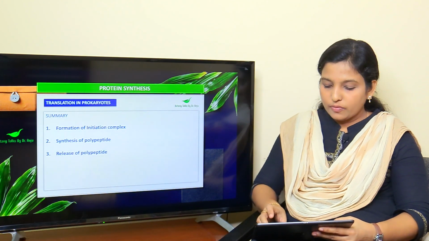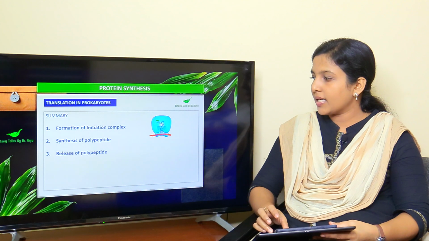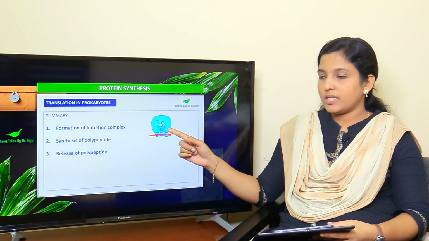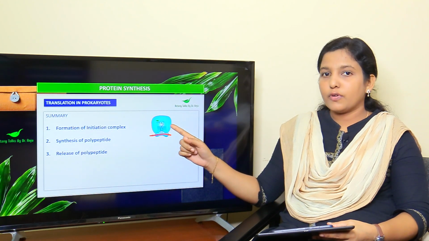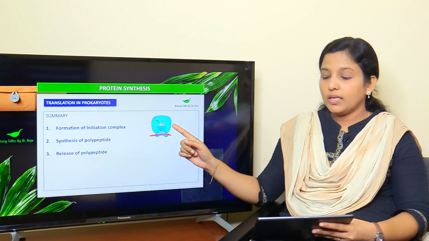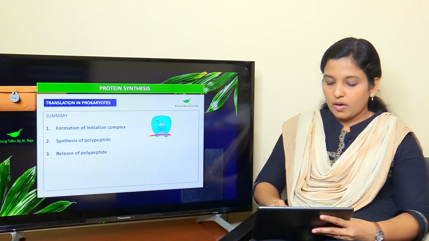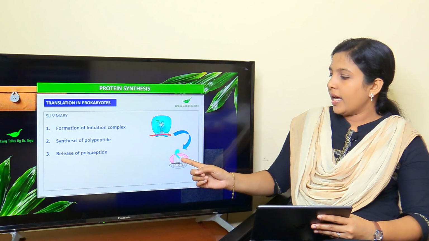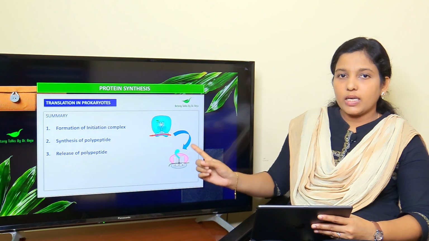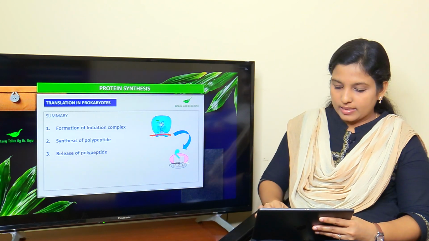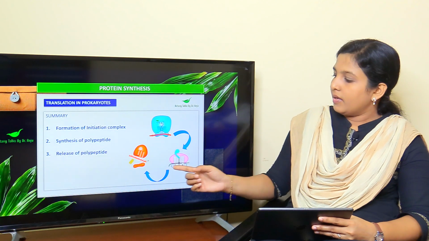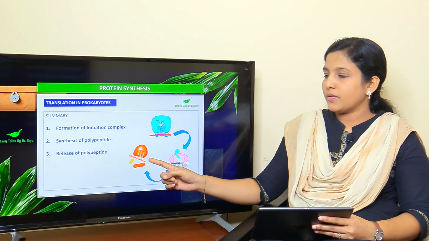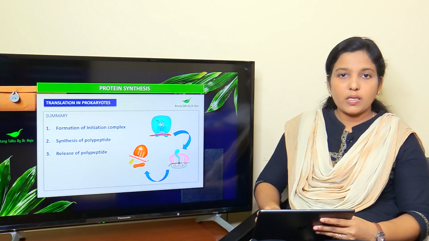Here is the summary. First is the formation of the initiation complex. Here mRNA, the 30S ribosomal subunit, the 50S ribosomal subunit and fMet-tRNA form an assembly, and this is called an initiation complex. Following this, elongation will continue. In elongation, a growing polypeptide is formed by the addition of amino acids, and next is the final step, termination. During this step, the newly synthesized polypeptide will be released from the ribosomal complex.